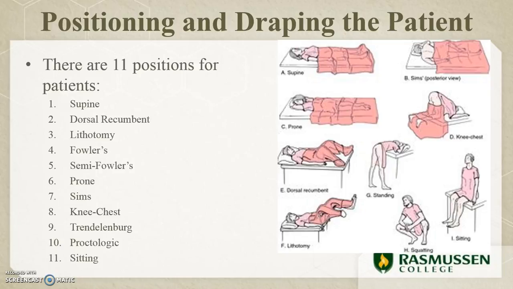The 11 are supine, dorsal recumbent, lithotomy, Fowler's, semi-Fowler's, prone, Sims, knee chest, Trendelenburg, proctologic, or sitting positions. Your book does a very great job at detailing and showing the different views of how that position will look. So please make sure that you are looking up in your book how to put your patients in those positions.